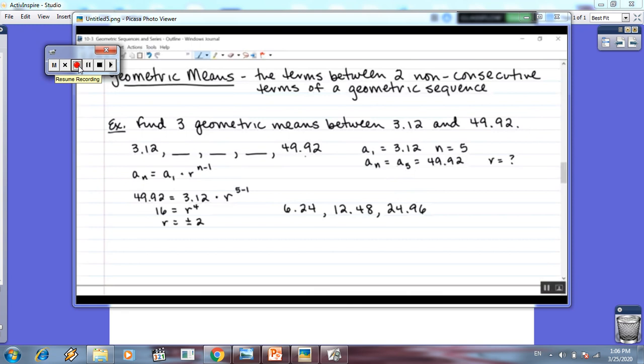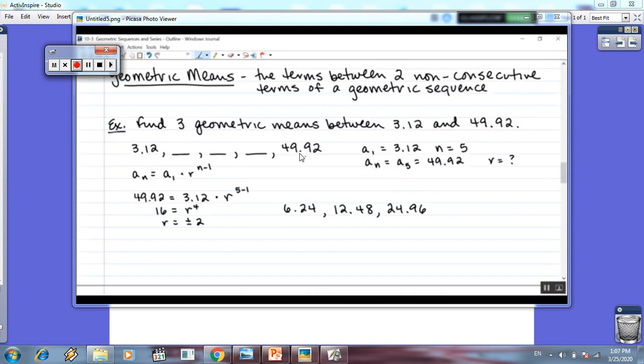If you look here, he needs the geometric means. A geometric mean is a term between two non-consecutive terms of a geometric sequence. That means if you have some terms that exist between two non-consecutive terms, they are called geometric means. Then here he said find the three geometric means between 3.12 and 49.92. First of all, you don't know the N. I just know that I have the first term, which is A1 equal to 3.12, and I know the fifth term: 1, 2, 3, 4, 5. This is the fifth term, which is 49.92.